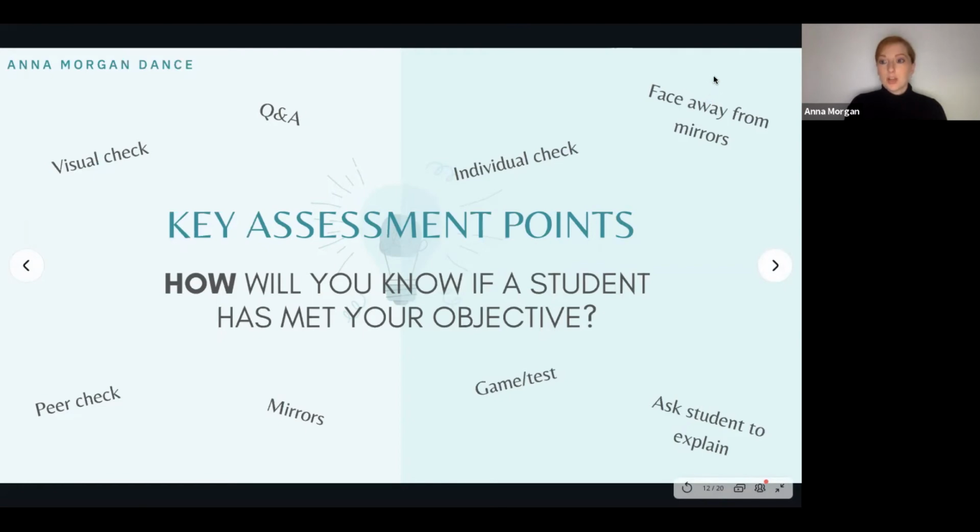Facing away from the mirrors or covering the mirrors is a good way to assess knowledge, because we all know that it's very easy to just scooch along when there are other people that know what they're doing next to you if you're looking at them in the mirror. So face away from the mirror and see if that works. Games and tests, or as we said before, ask the student to explain. Can you explain to me what you need to do in this particular exercise? And if they can explain it, and maybe they can't do it yet, then we know that's half the battle. Okay, well, they get it. What am I going to do next week which will actually allow them to implement that into their body?